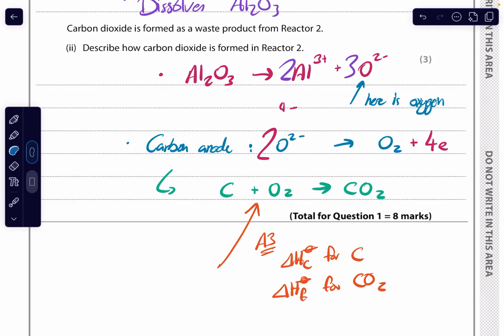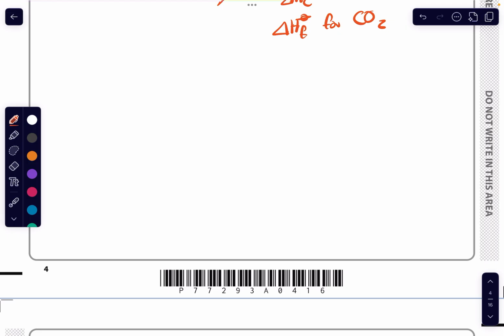Now in the mark scheme, the things that they've written for this is that they would accept, and I'll do these in black, that alumina contains oxygen. I'll say O2. Or oxygen is produced at the anode.